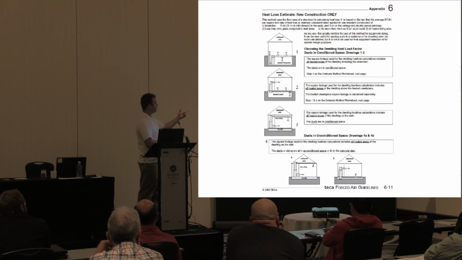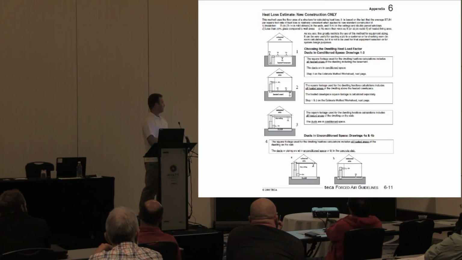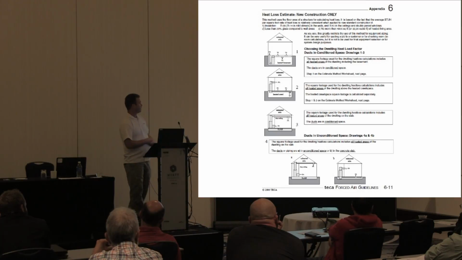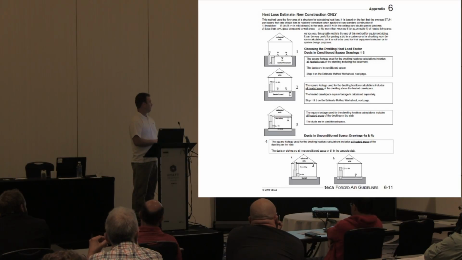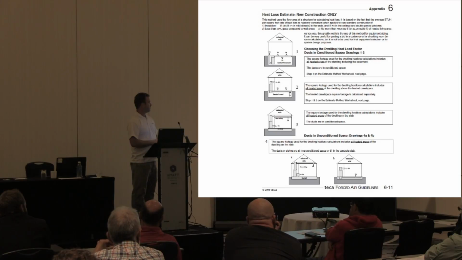So we get the square footage, including the basement, all the ducts are in conditioned space. Then the dwelling calculation is all heated areas, and then the third one is the ducts are in conditioned space, but it's used for dwellings, house included. Oh, all heated areas. Yeah, there you go. But that's a slab house. So basement, crawl space, and slab.